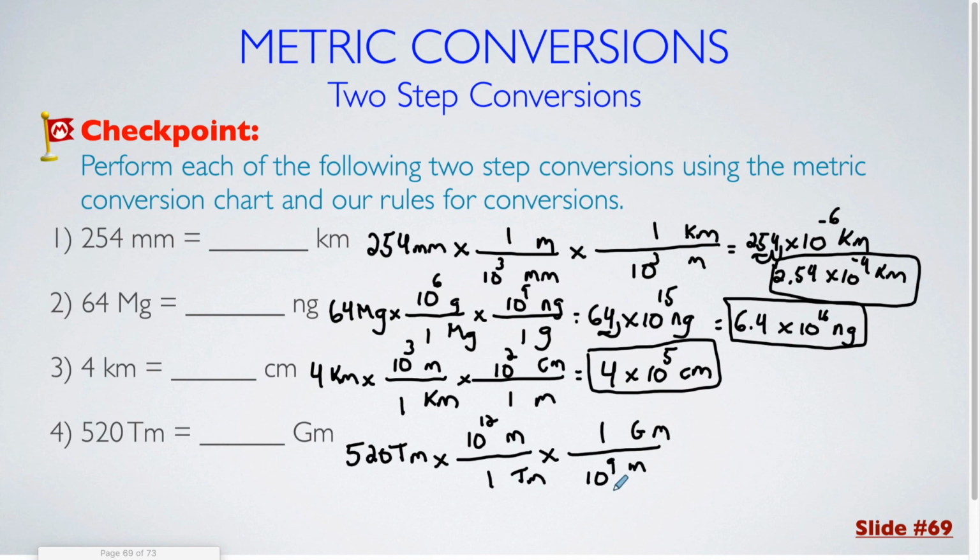This is equivalent to division with scientific notation. So this time, since I'm dividing instead of multiplying, I'm going to subtract my exponents. So I have 520 times 10, 12 minus 9 is 3. It's always going to be the top number minus the bottom number, no matter which one is on the left or the right. From here, I need to slide my decimal 2 spots to the left to end up with 5.2 times 10 to the 5th power, gigameters.